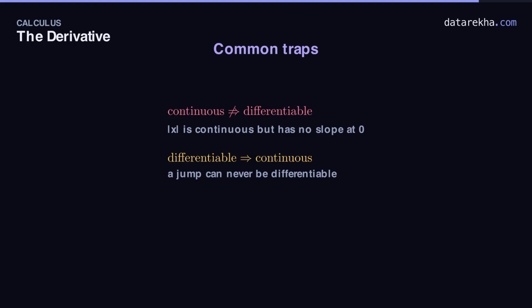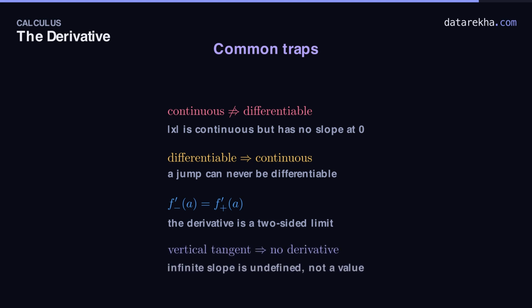It can't be differentiable. Trap 3. Checking only one side at a boundary. The derivative is a limit, so both one-sided slopes must exist and match. At a piecewise join, always test left and right separately. And trap 4. Treating a vertical tangent as fine. A slope of infinity is not a real number. The cube root of x at 0 looks smooth, but its derivative there is undefined.